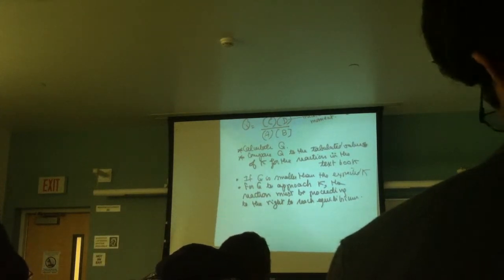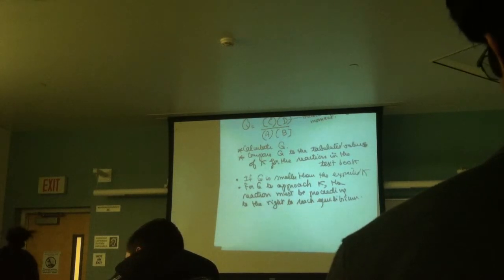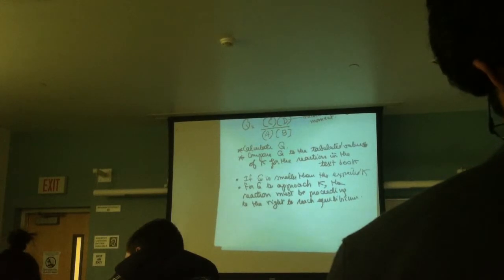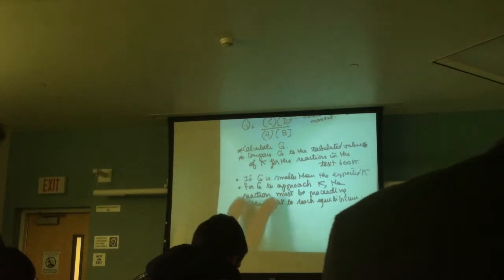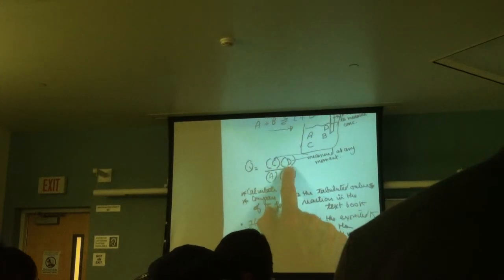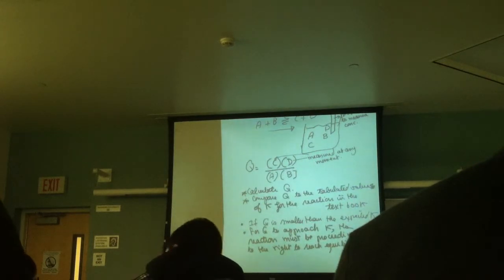So if Q is smaller than what we expect, we know the reaction is on its way. How can we make Q approach K? Remember, Q is small. For Q to become bigger, what do I need? I need more C and D. So the reaction must be proceeding to the right to reach equilibrium.